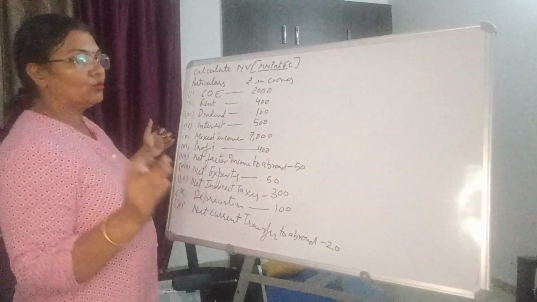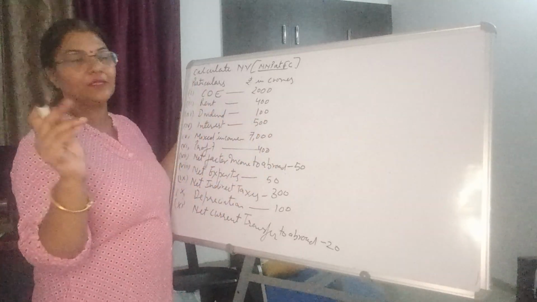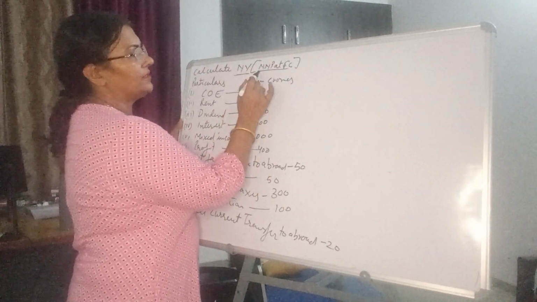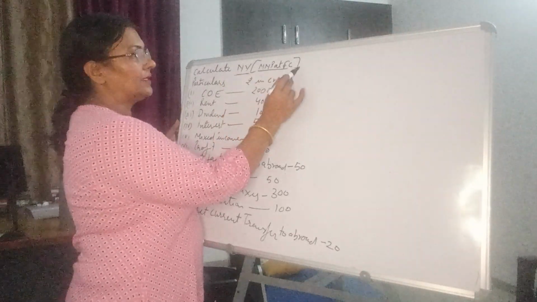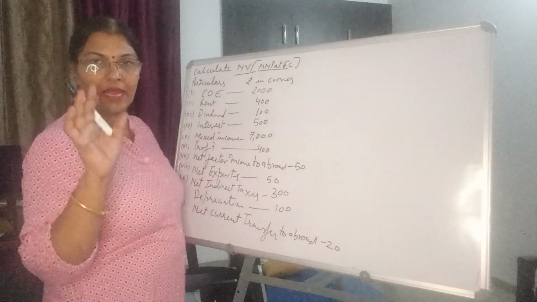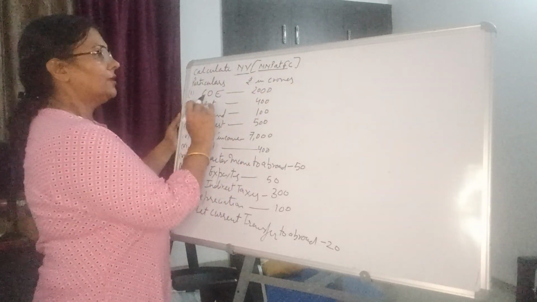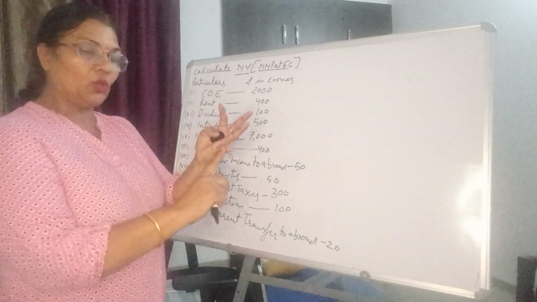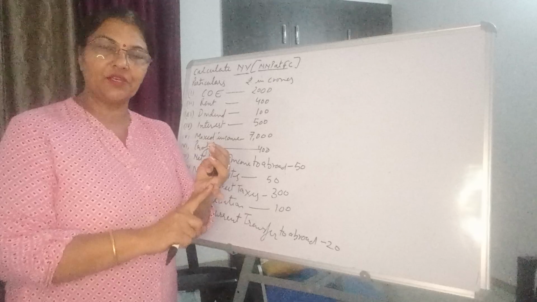First of all, you have to take the main components. What do you have to calculate? National income. What does it mean? NNP at FC, net national product at factor cost. That is what you have to calculate. So what are the main components? Domestic factor income, I explained to you: COE, OS and mixed income.